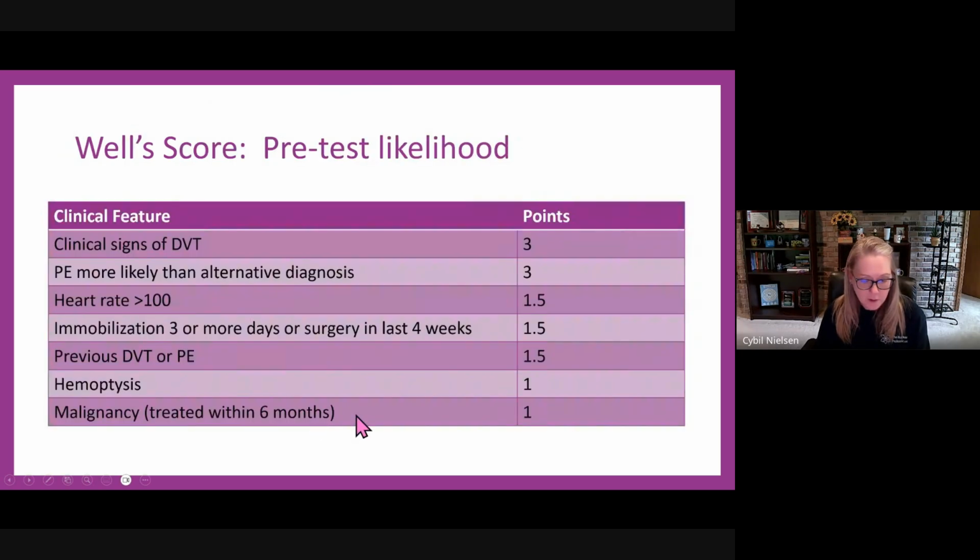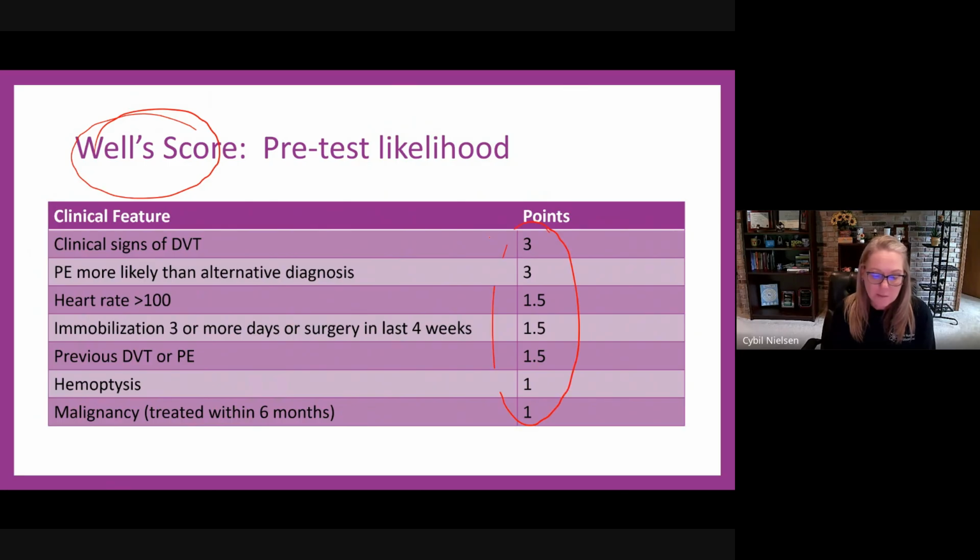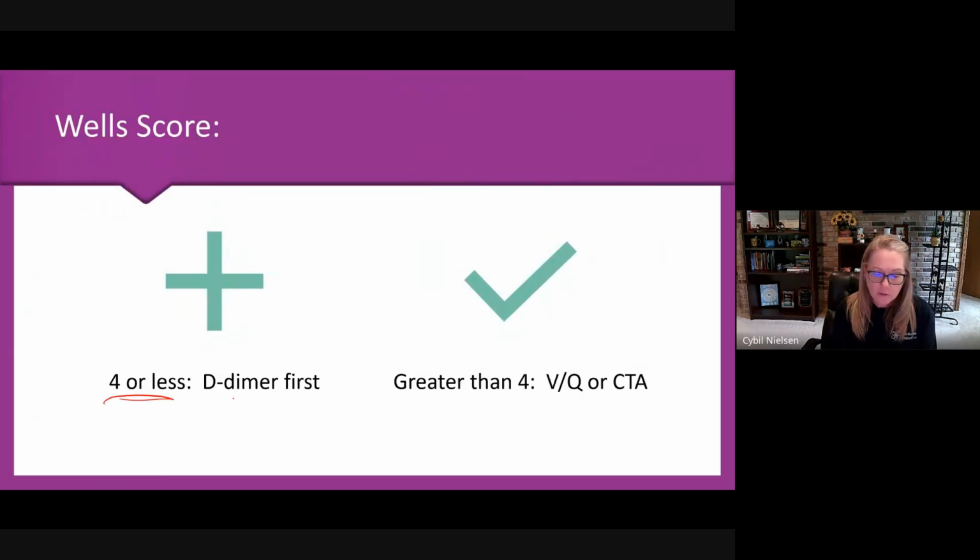All right. The Wells score, this is a pretest likelihood score. This is one of those tests where the physicians want to go in with bias. They want to go in and say, I think this patient has a blood clot, or I think this patient doesn't have one. And they do that by getting a pretest likelihood. So it's a scoring system based on the patient's clinical picture. If the Wells score is 4 or less, do a D-dimer first. If it's greater than 4, go straight to VQ or CT.